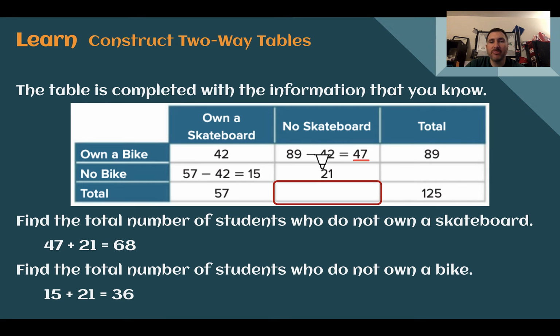47 did not own a skateboard here. 21 did not own a skateboard there. So let's combine those two together. 68 total people do not own a skateboard.